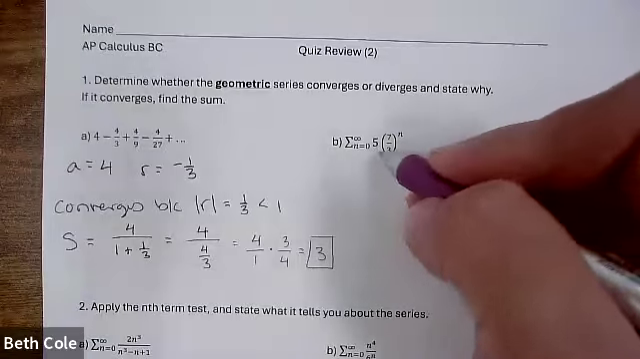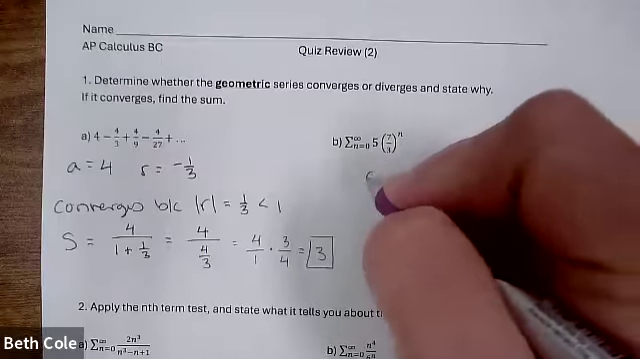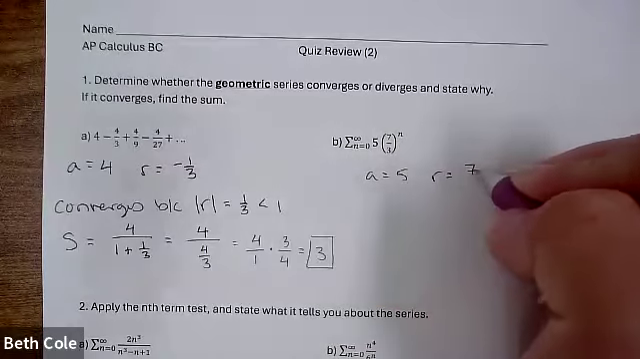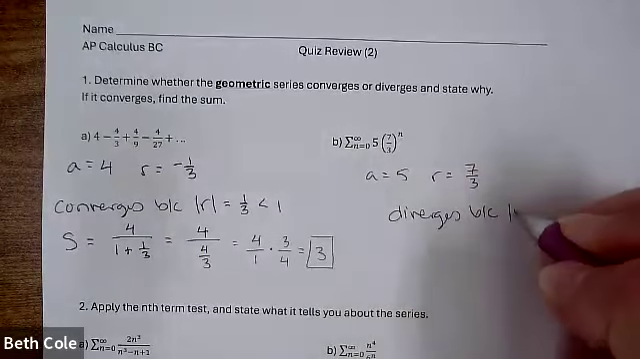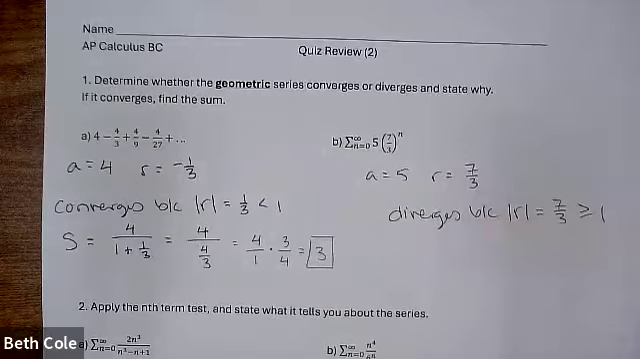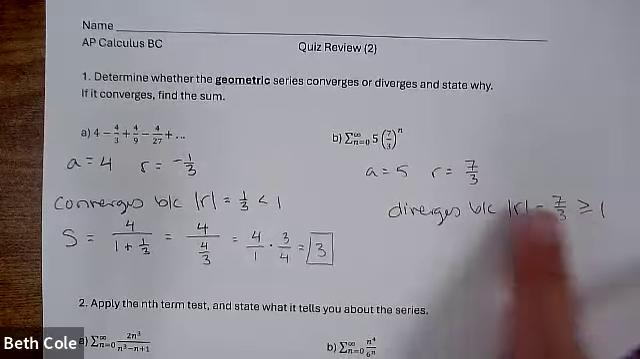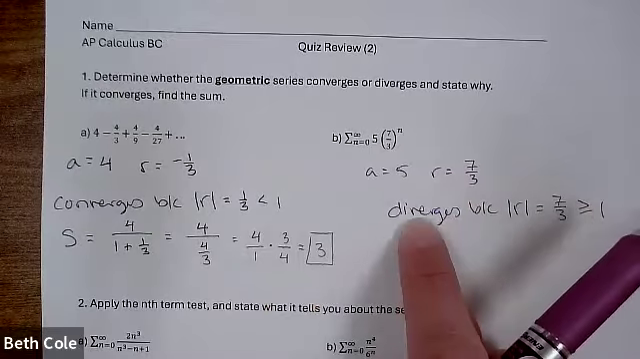For this one, it's set up in our nice format. I don't need to actually look at each individual term. I can just see that A is 5 and R is 7/3. And that diverges because our absolute value of R is 7/3, which is greater than or equal to 1. So the P series is the opposite of this, but remember the equal to always goes with diverges.